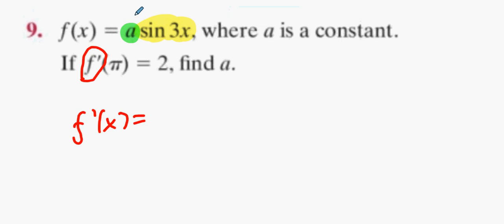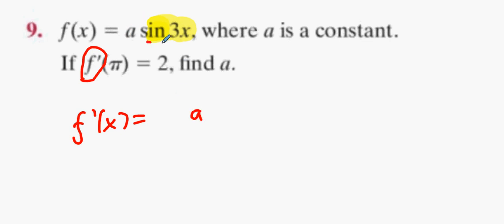A is just like the number 5. You only have to do the product rule when there's a variable in both of them. If that was 5x sine 3x, then I'd use the product rule because both parts contain variables x. But it's a normal number. So the way to do this is A goes straight down.